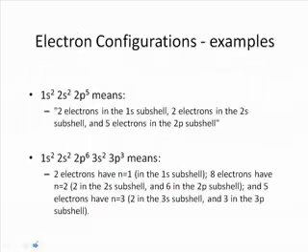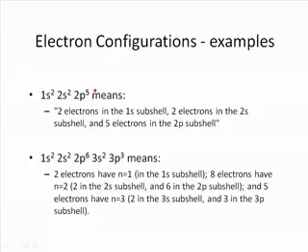As an example, here we have 1s2, 2s2, 2p5. That means in the 1s sublevel, I have 2 electrons. In the 2s, I have 2 electrons. In the 2p, I have 5 electrons.